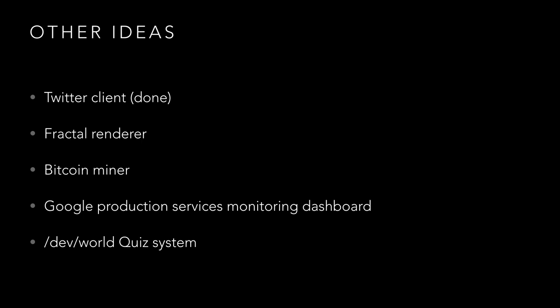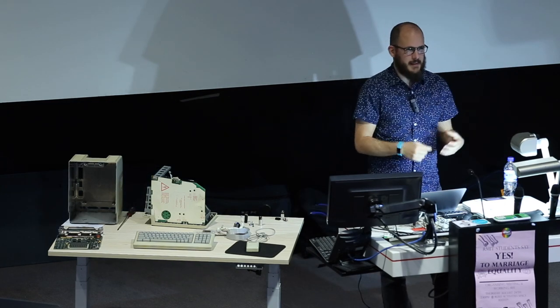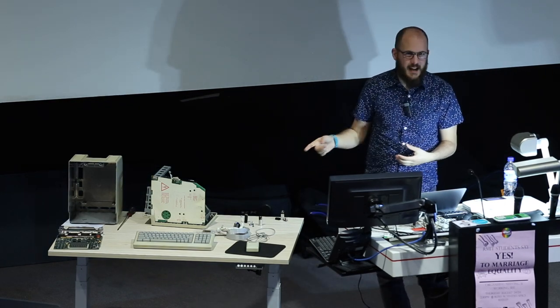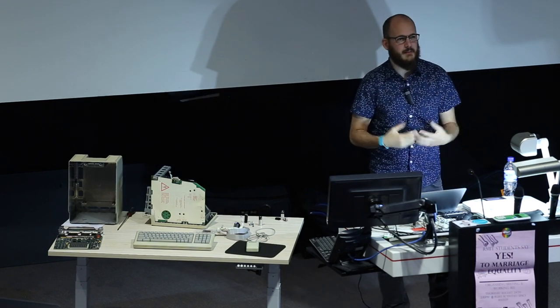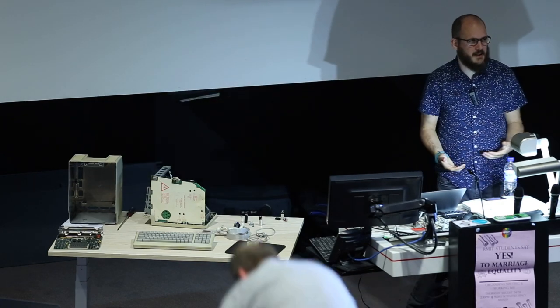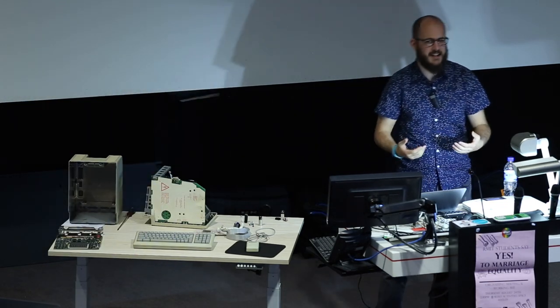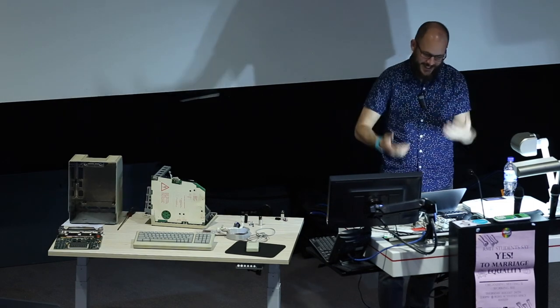Some other ideas that I had for apps. Well, last year I did a Twitter client in HyperCard, so okay, fine. I had a fractal renderer running. You may have seen that when I was out there. So funny story about Bitcoin mining. They didn't have SHA-256 as a library function, so I found an implementation and I built it for the Mac Plus and I ran it. A typical Bitcoin mining rig runs at some number of gigahashes per second. That's how many billion SHA-256 computations it does. The Mac Plus original hardware does 20 hashes a second. So now you know.